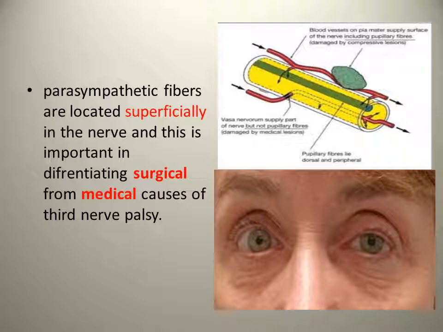So the patient will present with complete severe ptosis, profound exotropia because only the lateral rectus is working now, the medial rectus is totally paralyzed, but with normal pupillary size because the superficial fibers are supplied by the pial vessels, which are not usually affected by the vasculopathy of diabetes, hypertension, and hyperlipidemia. So this is the cornerstone differentiating feature between medical causes and surgical causes of third cranial nerve palsy.